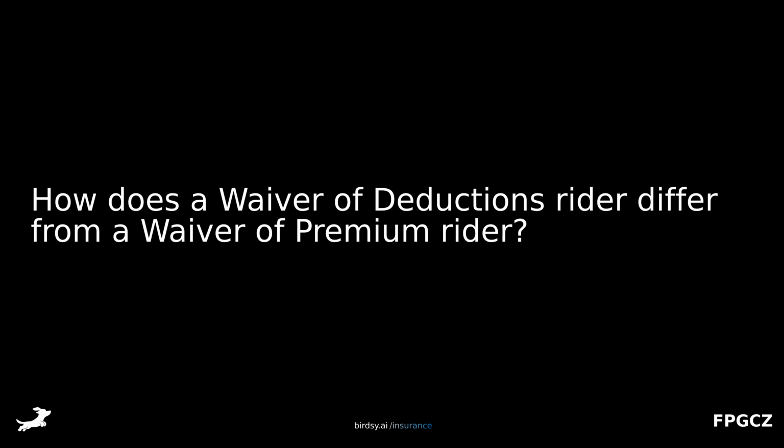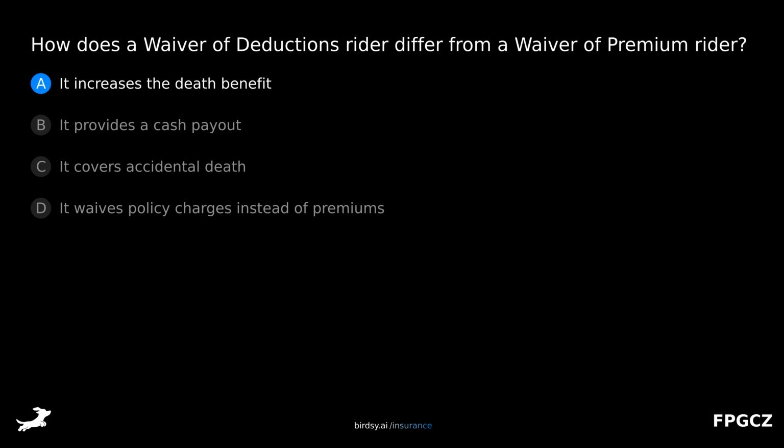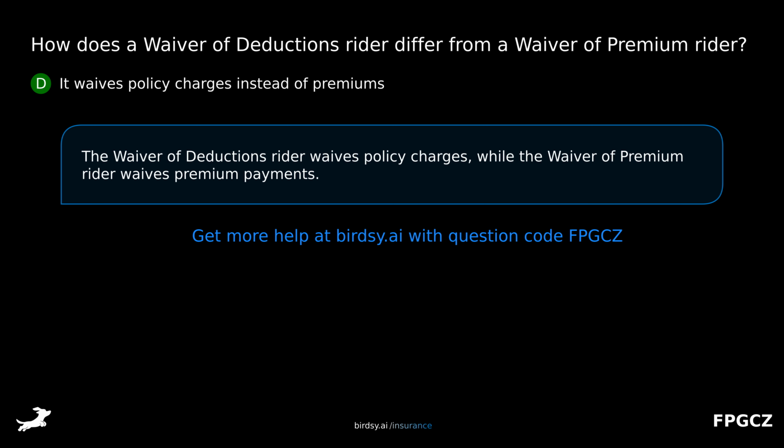How does a waiver of deductions rider differ from a waiver of premium rider? Is it A, it increases the death benefit? B, it provides a cash payout? C, it covers accidental death? Or D, it waives policy charges instead of premiums? The answer is D, it waives policy charges instead of premiums. The waiver of deductions rider waives policy charges, while the waiver of premium rider waives premium payments.